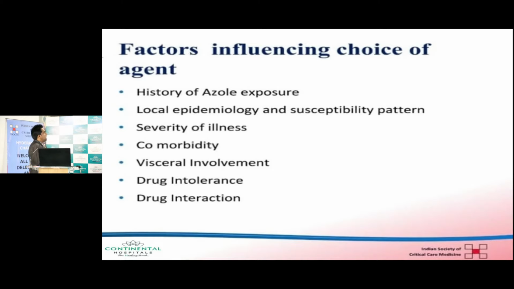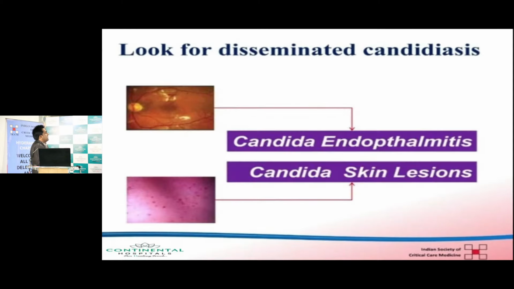So whenever we see disseminated candidiasis, we always have to check the fundus. There is this white exudate called Candida endophthalmitis. The importance of endophthalmitis is that echinocandins don't work here, the duration of treatment is very long, and often they require surgery. Candida skin lesions or tear markers are rarely seen nowadays.